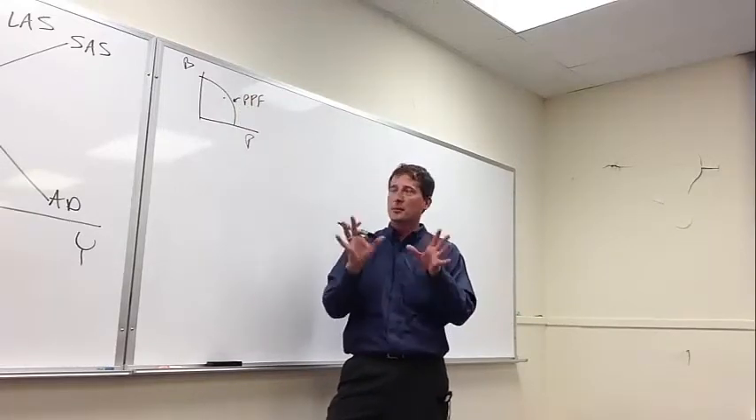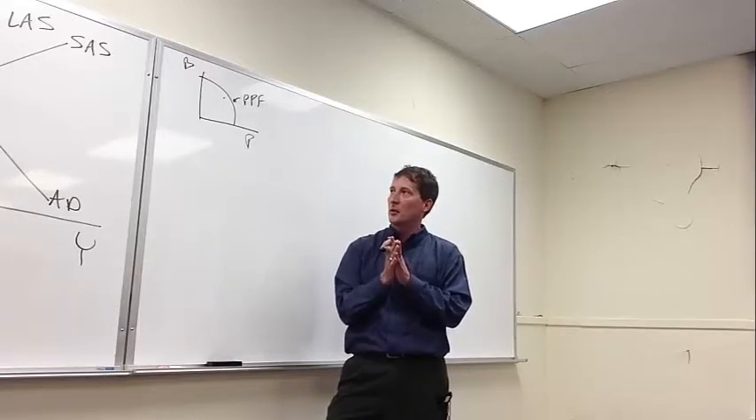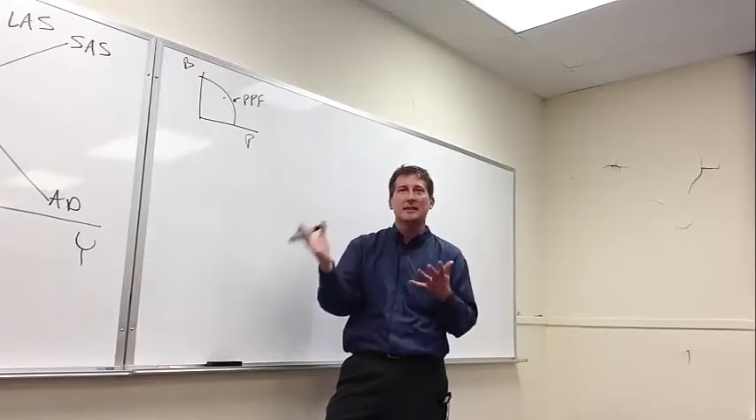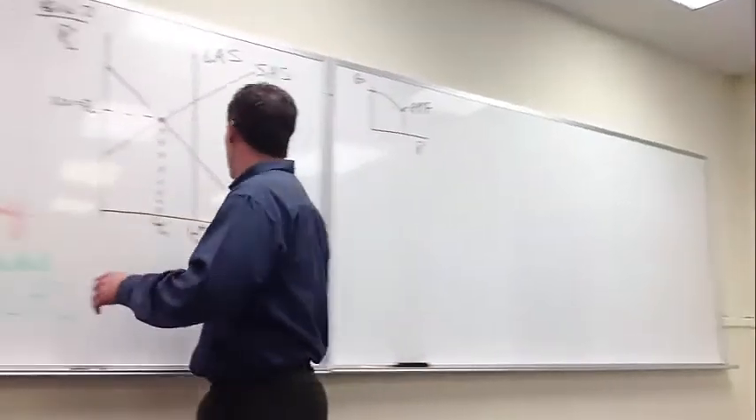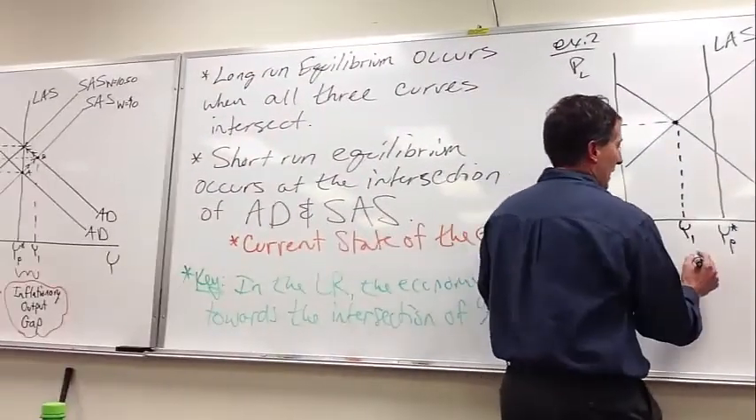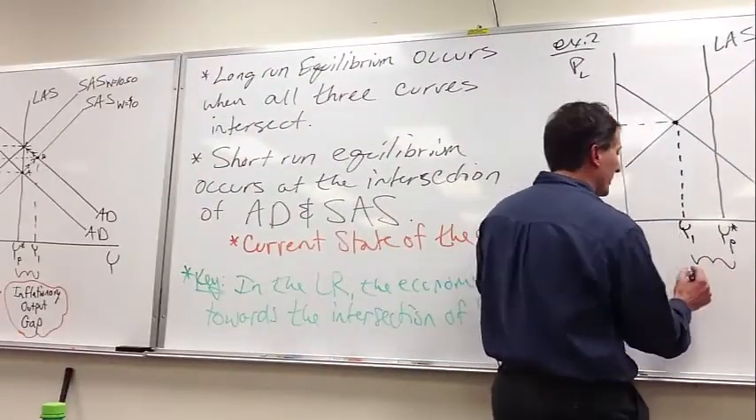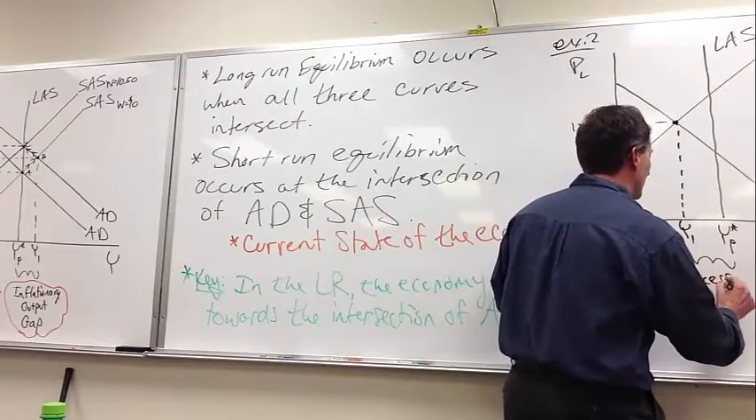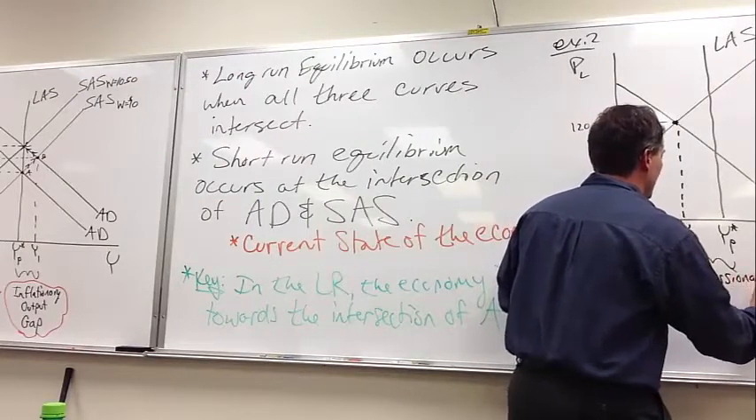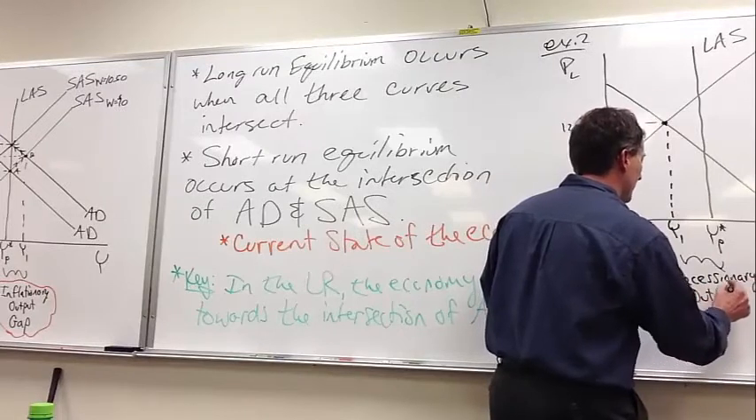We're not being as efficient as we can for some reason. There's some sort of mismatch of resources in the way we're producing output. We're not utilizing technology at the fullest extent possible. Something's going on. And we call this a recessionary output gap.